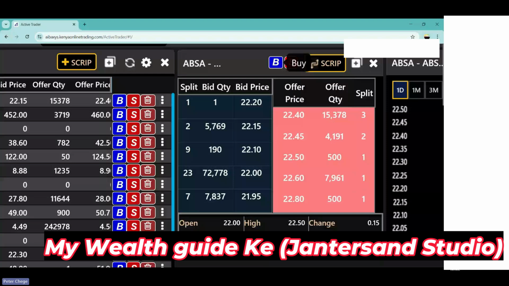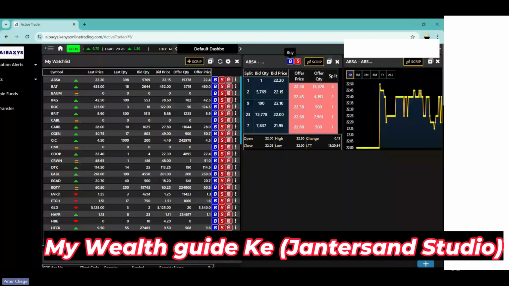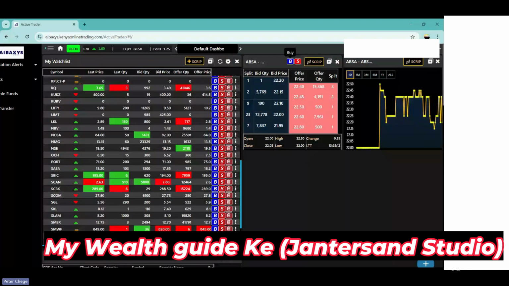If there are more orders, remember all those orders have to be cleared for the lower prices to execute. We'll come to that. Let's go to another stock. Maybe this time I can pick Safaricom. We see where the pressure is.